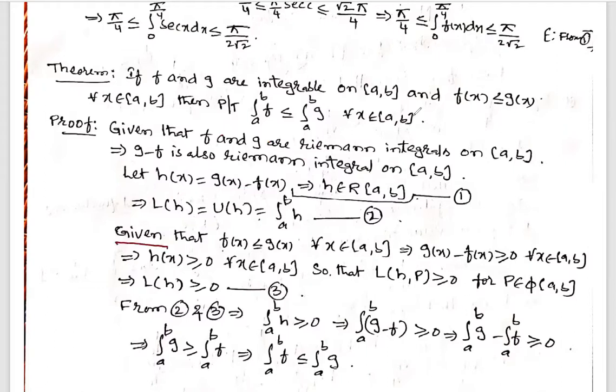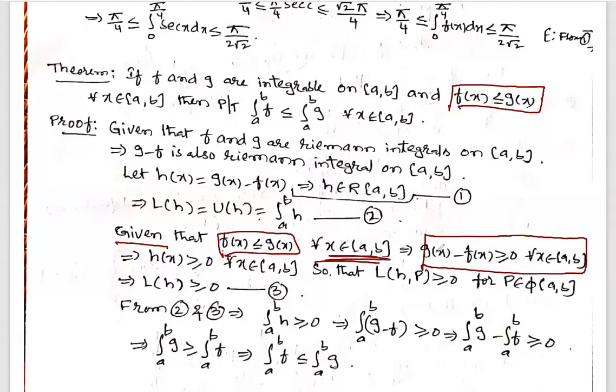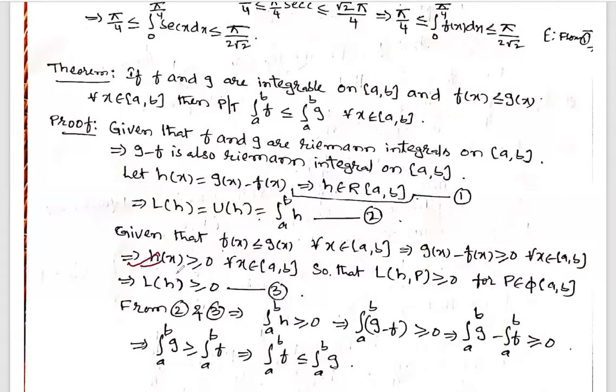They've already given that f is less than or equal to g for all x, so g(x) minus f(x) is positive. So h(x) will also be positive, and L(h, P) also will be positive, and h will be greater than or equal to 0. So from these, you can conclude the integral from a to b of h is positive. But h is g minus f, so the integral from a to b of (g minus f) is greater than 0.